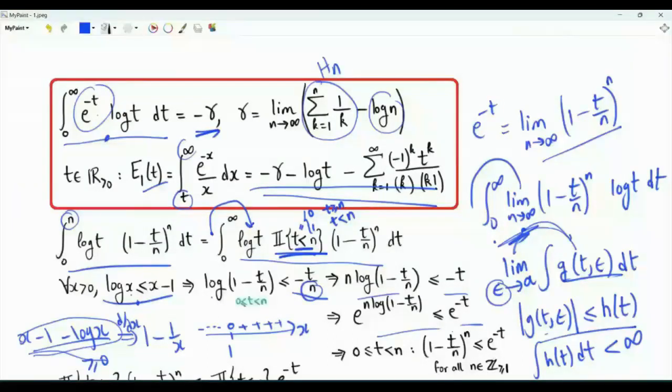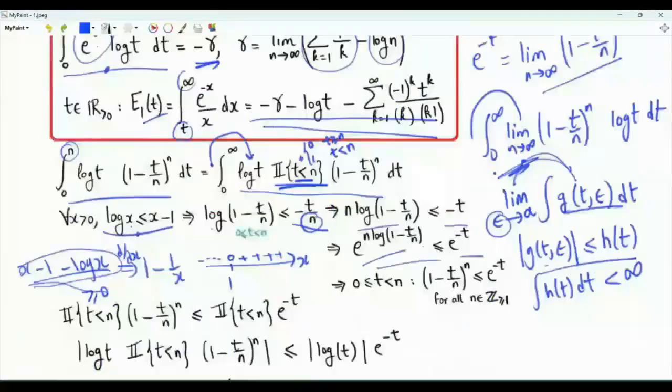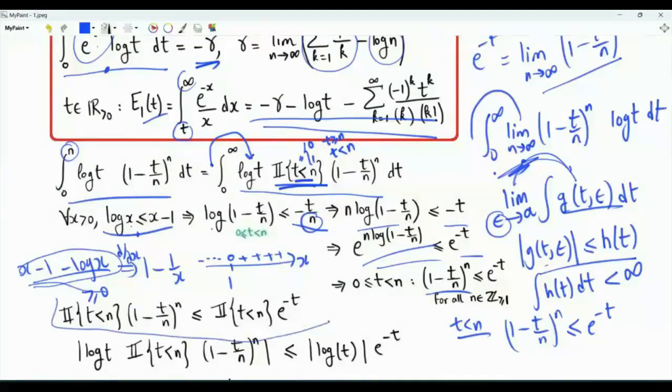Exponentiate both sides. So we have e to the n log(1 - t/n) is less than or equal to e to the minus t. This left-hand side is just (1 - t/n) all to the power n. This is a proof that for t less than n, (1 - t/n) to the power n is upper bounded by e to the minus t. We have this inequality here.